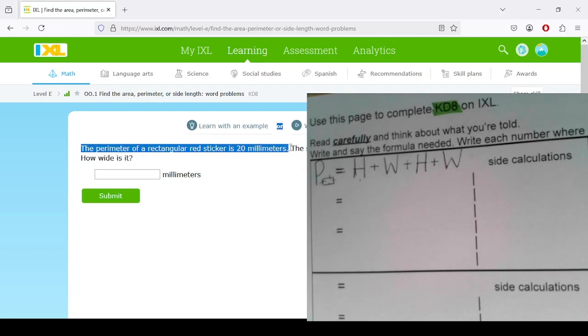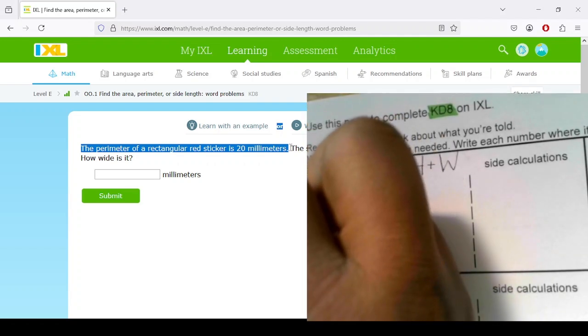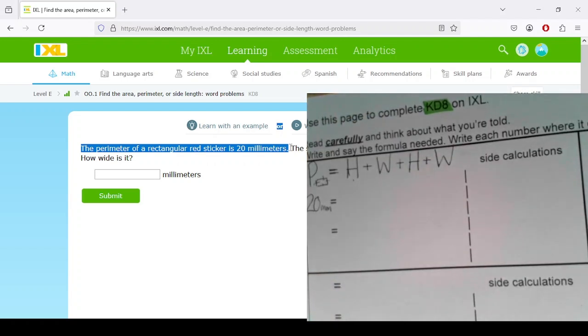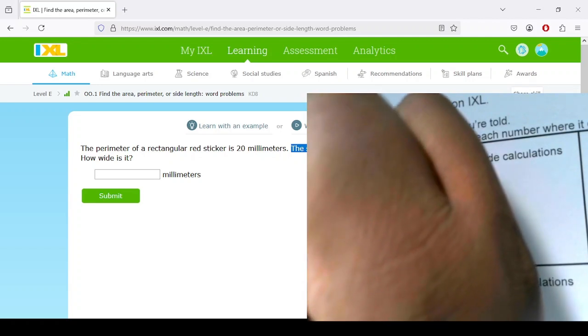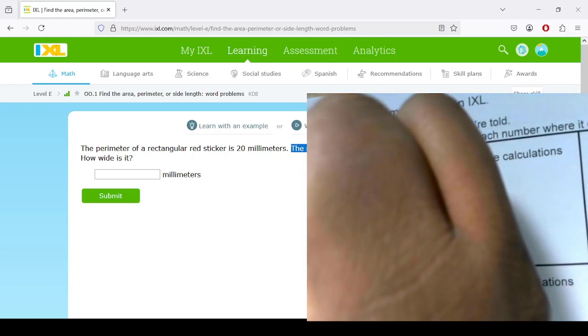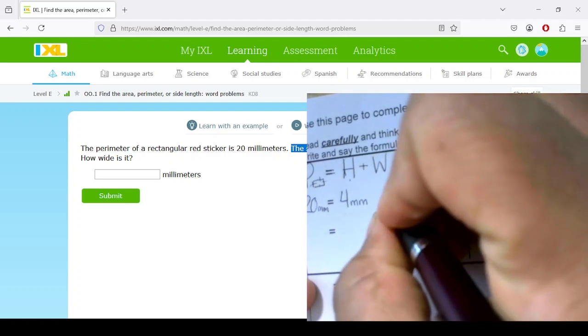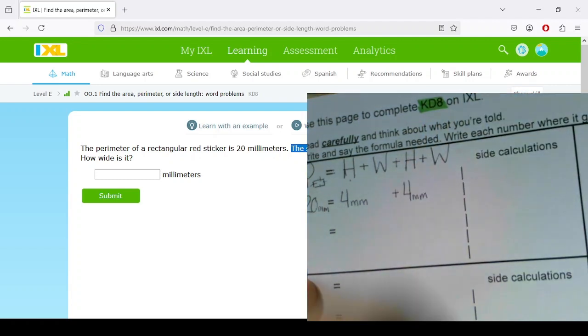is 20 millimeters. And so underneath the part for perimeter, I'm going to write 20 millimeters. And then the next sentence tells me the sticker is 4 millimeters tall. Tallness, that's its height. And so I'm going to write 4 millimeters underneath the H for height. I'm going to come over and I'm going to write plus 4 millimeters underneath the H for height.